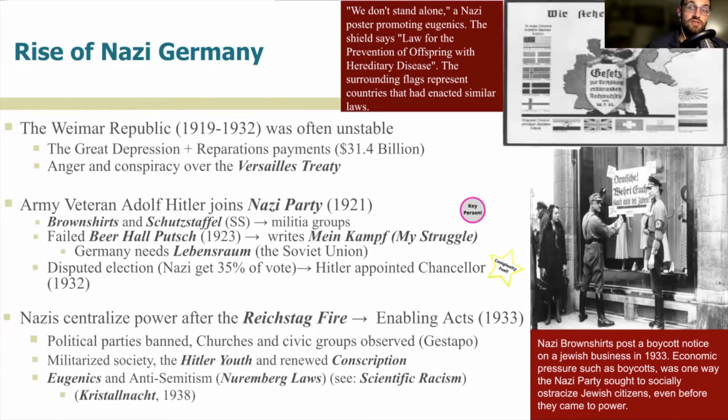Now, much like Mussolini, the Nazis had their own militia groups that would fight with socialists and labor leaders on the streets. These were called the Brown Shirts, or the SA, and the Schutzstaffel, or the SS, who wore black to differentiate themselves from the Brown Shirts.